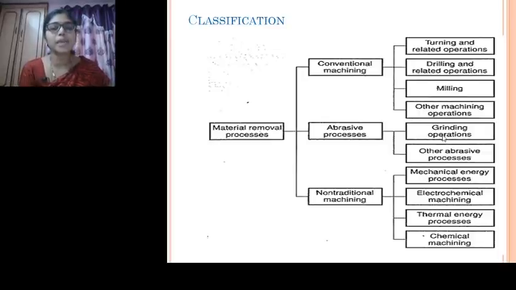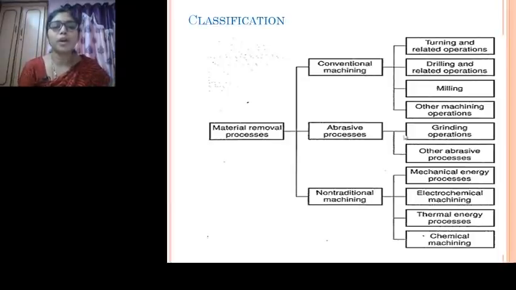Now grinding is the same process, in which hard abrasive particles like aluminum oxide, boron carbide, silicon carbide and diamond particles are bonded together to form a wheel that is used to remove material from the surface, where each particle on this surface acts like a single point cutting tool. We'll discuss what this single point cutting tool is when we go for the classification of different types of tools which we use for the machining process.